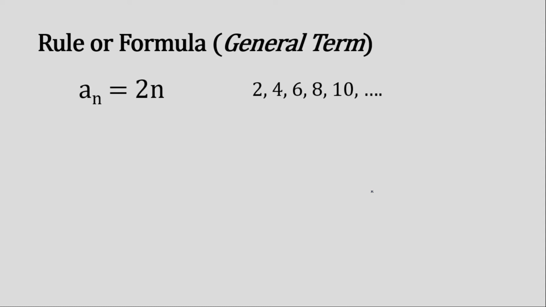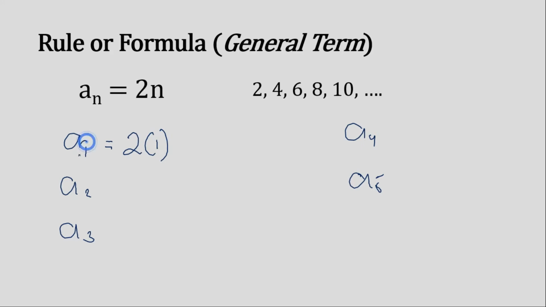Now let's see if this is really the formula for this sequence. Again, we try to find a sub 1, a sub 2, a sub 3, a sub 4, and a sub 5. We know that the formula is a sub n equals 2n. We just need to substitute 1 for n to get the first term. So we have 2 multiplied by 1, because the value of n here is 1. So 2 times 1 is equal to 2.